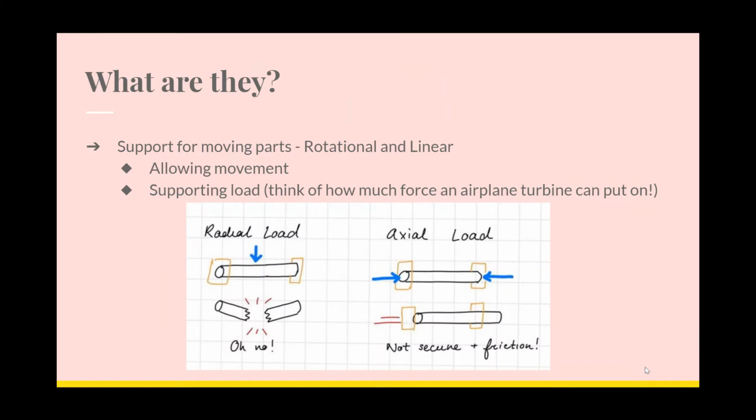They basically support moving parts by doing two things, allowing movement and supporting the load. For example, an airplane turbine is really heavy. That translates into a great radial load acting on the shaft. This can cause it to bend and even break. In axial load, the force acts parallel to the shaft, and this can lead to translation, which means it's not secure, and even friction between the shaft and the element.